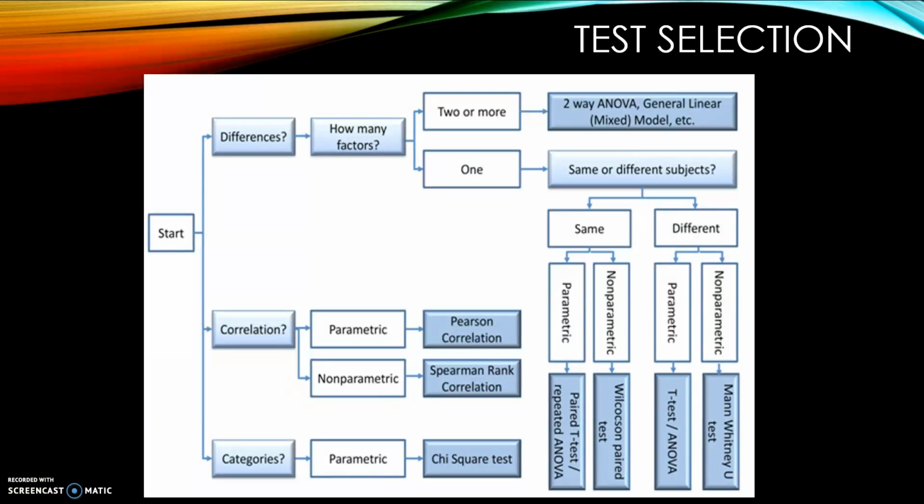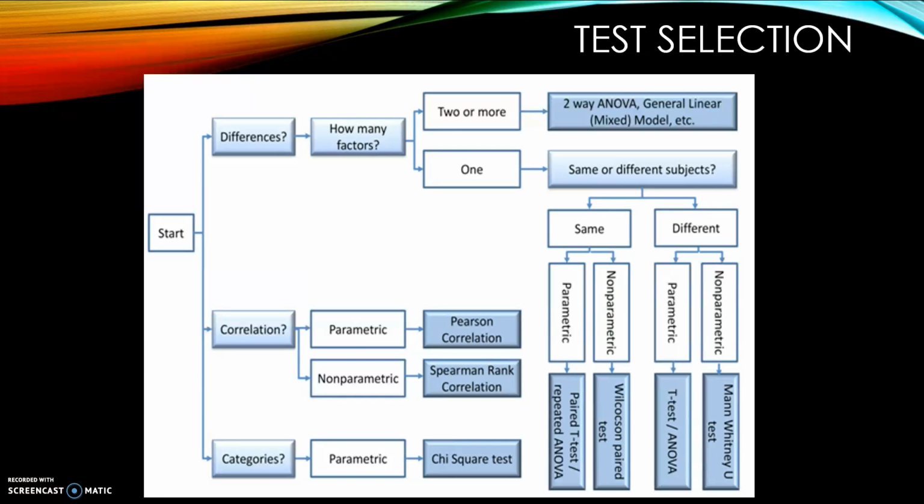So this image right here shows you how to do test selection. You start where it says start, and then you base it on whether you're looking for a difference or correlation or category in the test. Let's say you're looking for a difference, as we are. You base it upon how many factors you're doing. So if, let's say, you were doing the effects of caffeine on vertical jumps of young female British gymnasts, that's only using one factor, which is the caffeine as the intervention.